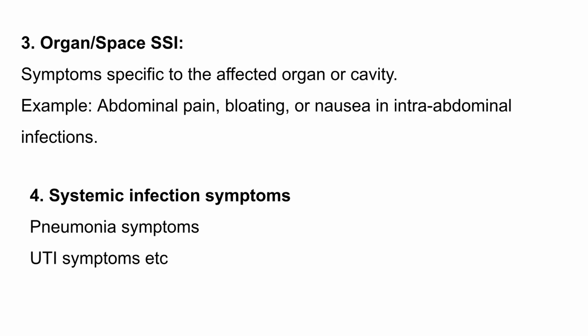Organ or space SSI symptoms are specific to the affected organ. For example, abdominal pain or nausea in intra-abdominal infections. Systemic infection symptoms depend on the type, such as pneumonia or UTI symptoms.